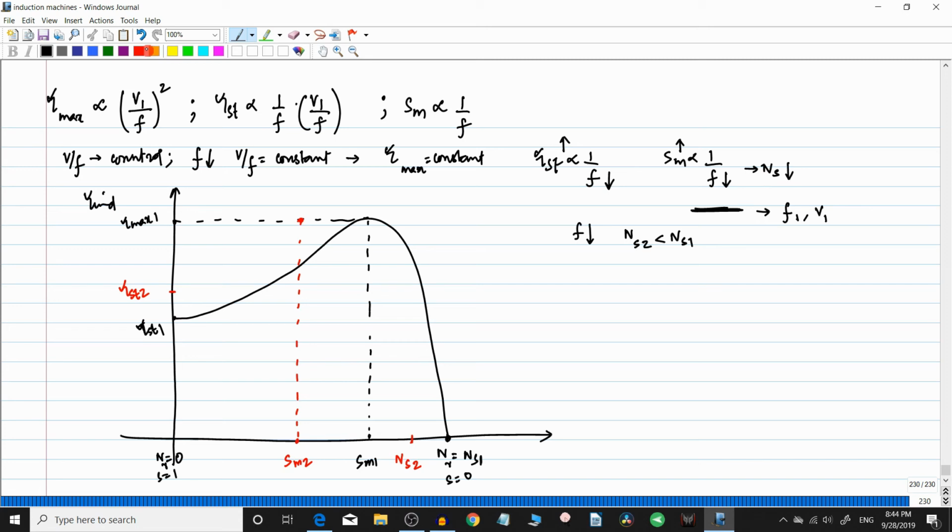Okay, so now we are going to draw the second characteristic. The second characteristic will look like this. So it will go like this, and it will be something like this here.